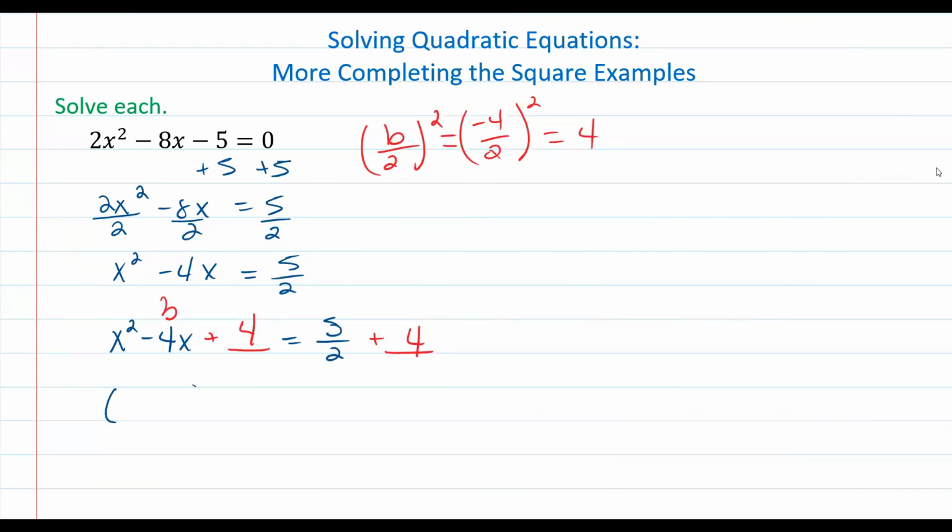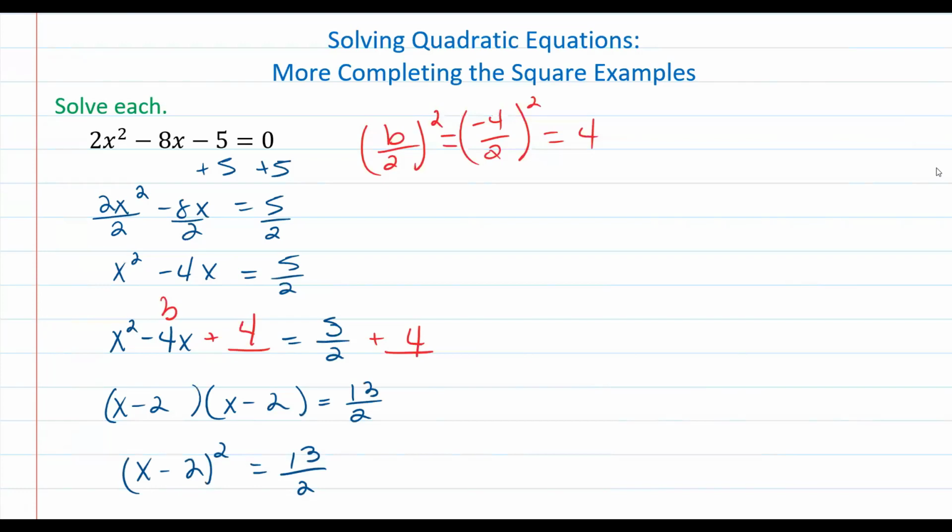So now I factor that perfect square trinomial, and I get x minus 2 times x minus 2, and it's equal to, now we need to find the sum of 5 halves and 4, which is going to give us a sum of 13 halves. So we want to rewrite this as x minus 2 quantity squared is equal to 13 halves. So we've successfully completed the squares on the left side.